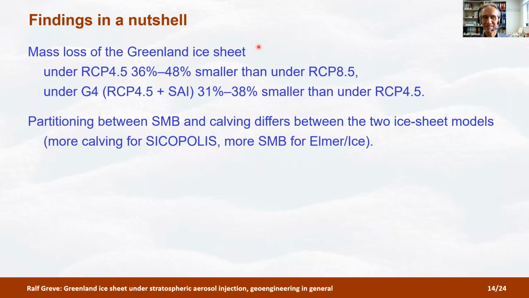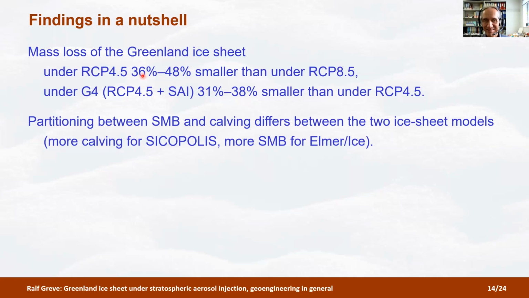Okay, this basically concludes the first part of my talk. Let's quickly summarize what we found in this recently published study, namely that, most importantly, the Greenland ice sheet in our simulations would actually benefit from this SAI, stratospheric aerosol injection scenario. If you compare G4, the intervention scenario, with RCP 4.5, the loss of the ice sheet is roughly one third smaller, with some uncertainty, of course. We also compared RCP 4.5 to 8.5, the intermediate compared to the business as usual scenario, both without any intervention. In that case, the loss reduction is a bit larger, but in a similar range, approximately one third to one half.